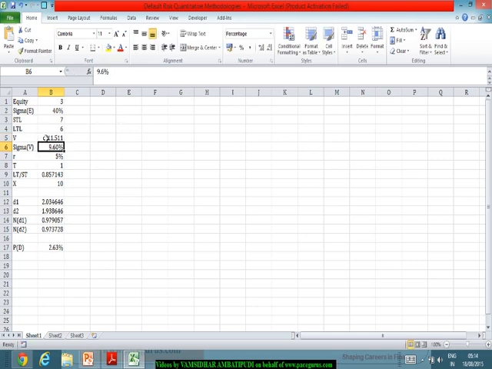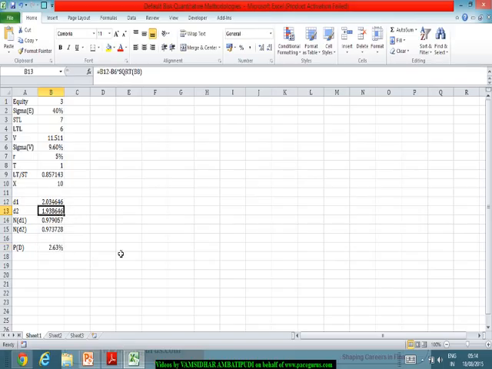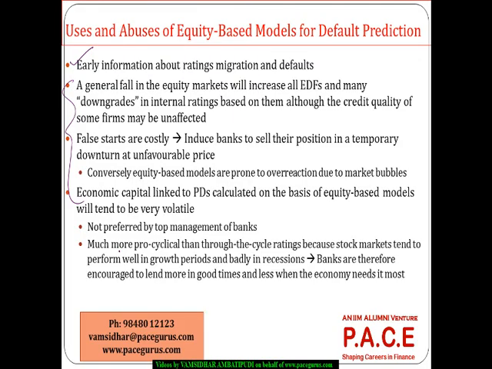Suddenly, because the value of the firm has gone down, D1, D2 has gone down and probability of default has gone up drastically. Right? That is what I am trying to say. Nothing has happened to the debt market. It's only a general fall in the equity market. But the expected default frequency is going to go up. Distance to default is coming down. So the expected default frequency is going to go up.